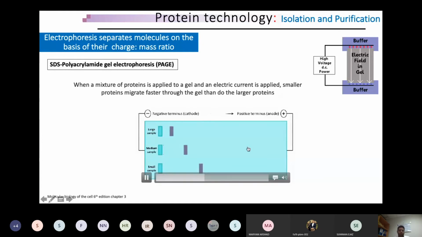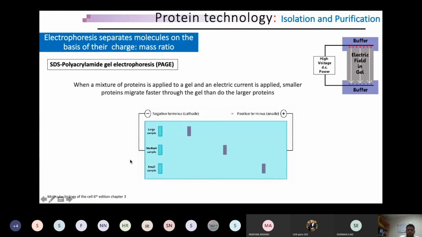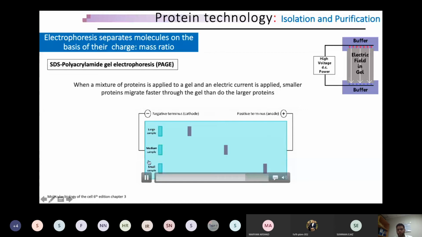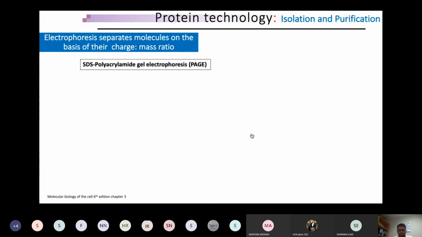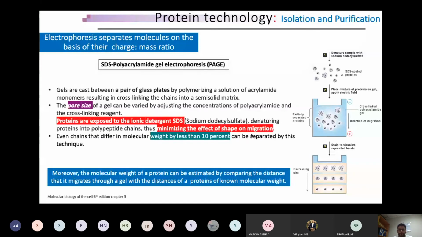When you do electrophoresis, something like this happens. The larger proteins move slower, medium proteins move faster, and the smallest proteins could move even much faster than this. This is just because of the electric current applied on this scheme, and this is how it is happening. So in SDS-PAGE gel electrophoresis, it is called SDS polyacrylamide gel electrophoresis.